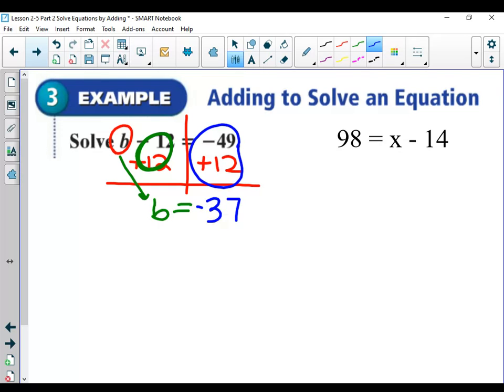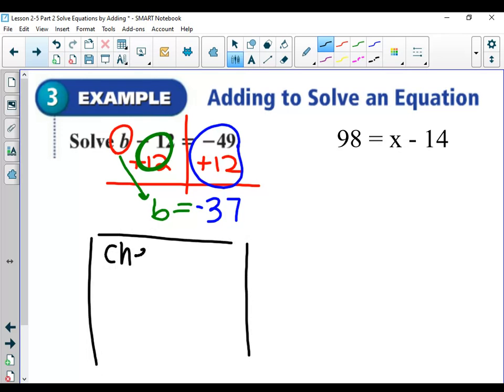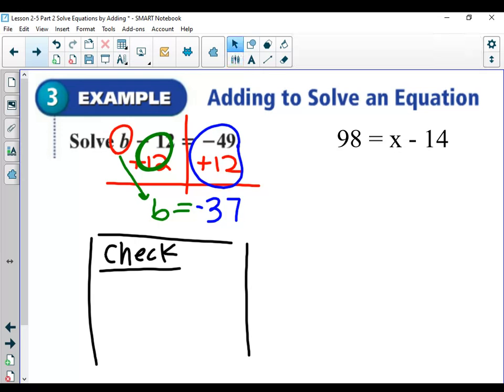Negative 37. I hope you were solving in that time that I waited for you. Also, you should be having your checkbox every time. And by every time, I mean every time.